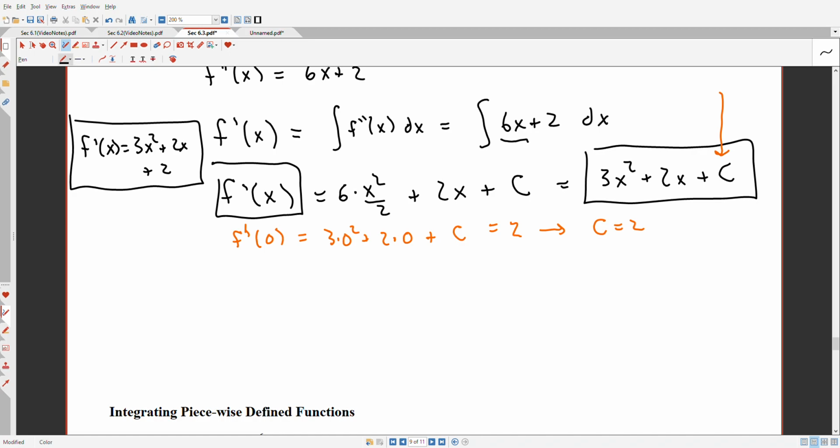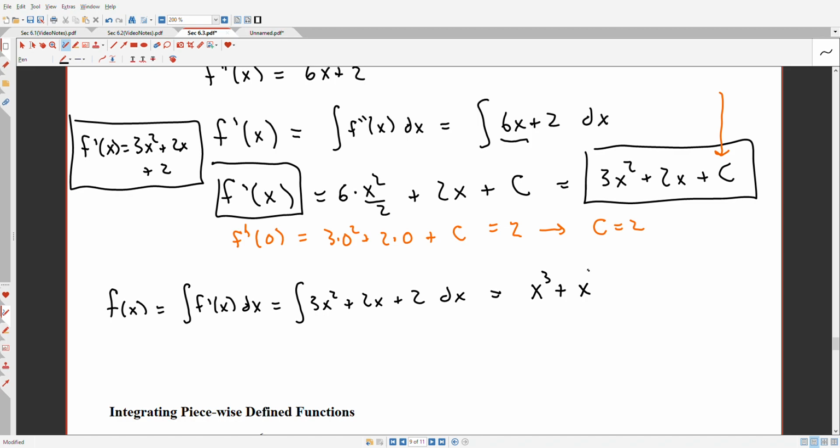Now once I have that, I can say, okay, well, the actual function is an antiderivative of that first derivative, the integral of 3x squared plus 2x plus 2 dx. And now I say, okay, I know how to do this. This is a great place for you guys to pause and work this out yourself, but it does work out this way. The antiderivative of 3x squared works out to be x cubed. The antiderivative of 2x works out to be x squared. The antiderivative of 2 works out to be 2x. And then I've got to put a plus, and I'm going to call it capital B since I already used C. Some other constant, right?